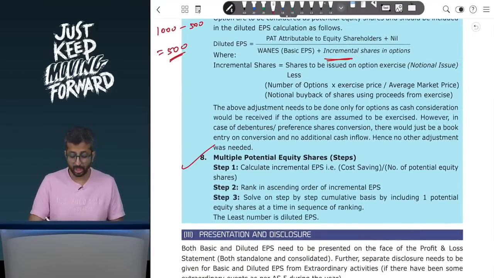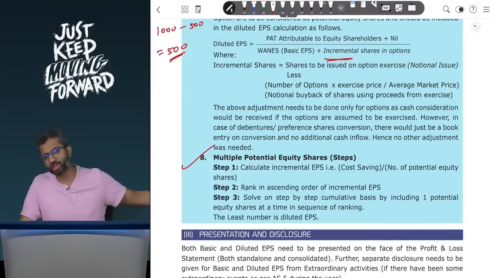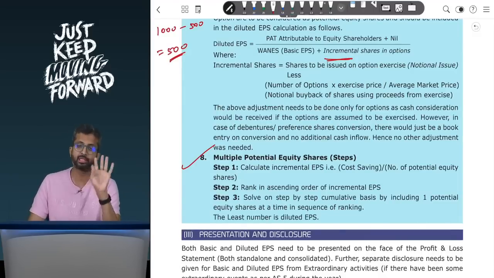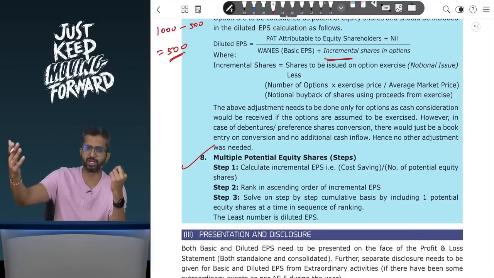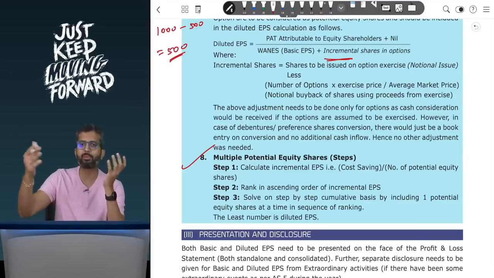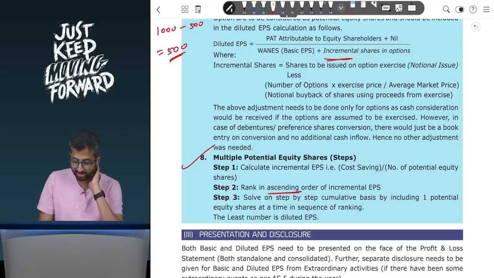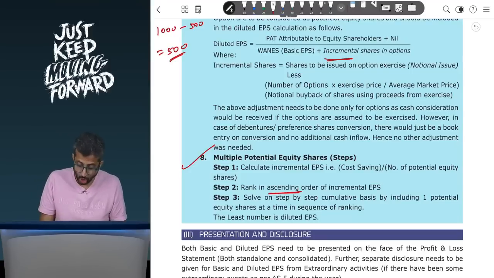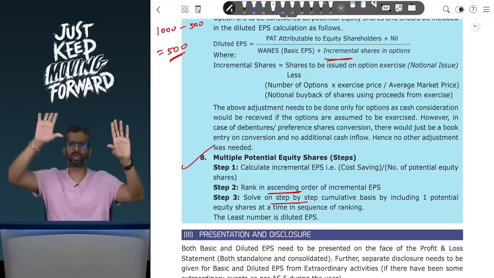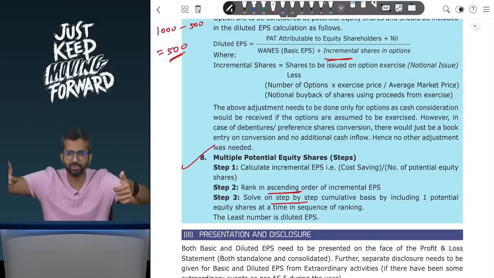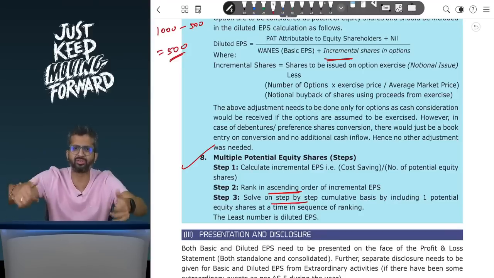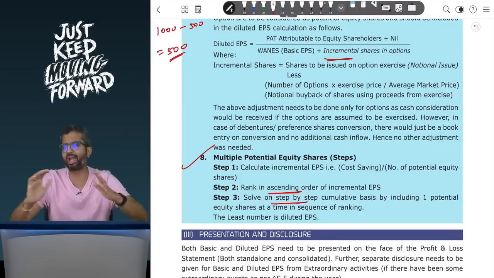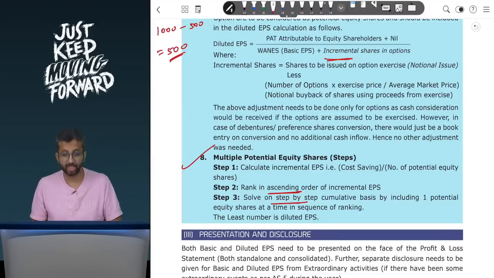So what if in a question there are multiple instruments which are potentially convertible? Can I blindly take all of them? No. Then 3 steps have to be followed. First, you calculate incremental EPS, that is the cost saving like preference dividend saved or interest into 1 minus T saved, divided by the number of shares issued. Then rank the securities in the ascending order of diluted EPS. So the lesser the cost saving, the more the dilutive effect, and then solve on a step-by-step basis. So you take the basic EPS, 1 lakh divided by 10,000, then add only one of them. Find if the EPS is diluting, perfect. Then on a cumulative basis, add the second one. Is it further decreasing? Okay, perfect. Add the third one and so on. Step by step, on a cumulative basis.